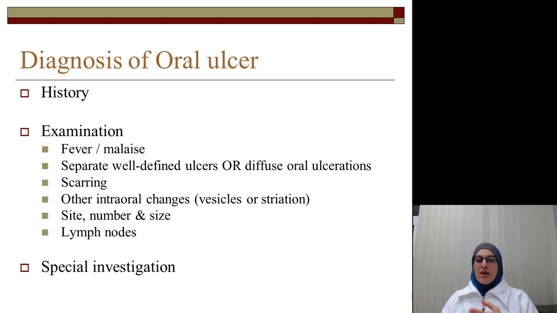Again, the size of the ulcer, and the presence of lymphadenopathy, which is usually expected in all types of ulcer, whether it is viral or idiopathic. As long as there is an ulcer, so there's inflammation, we expect the lymph nodes to be involved. Usually taking the history would lead you half the way to the diagnosis, and by completing your examination you'll usually get your diagnosis.